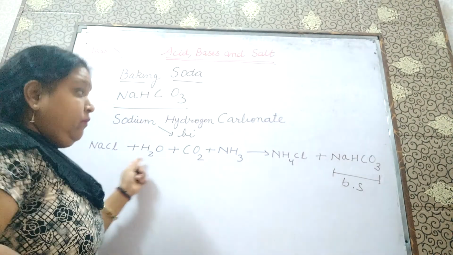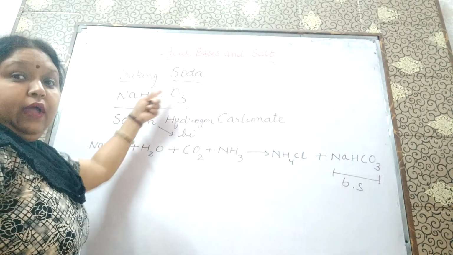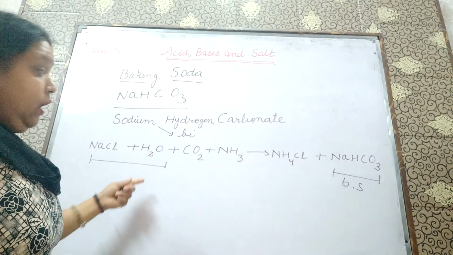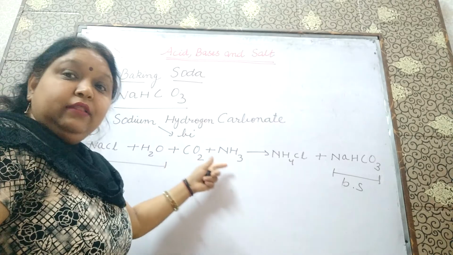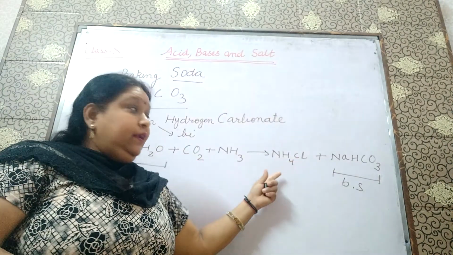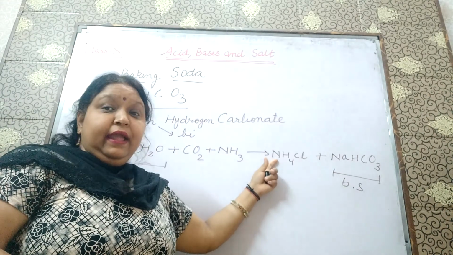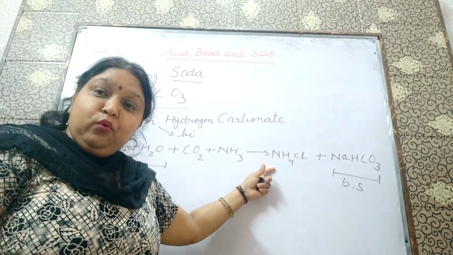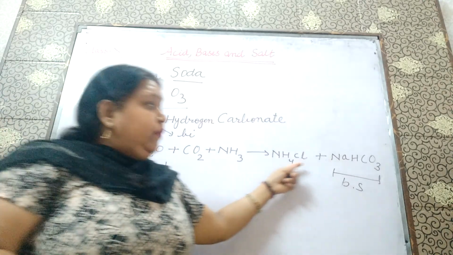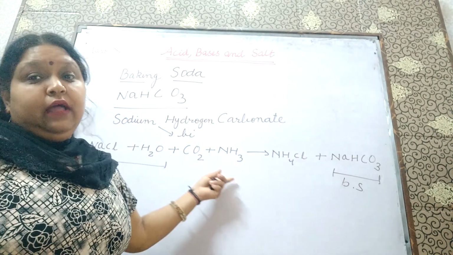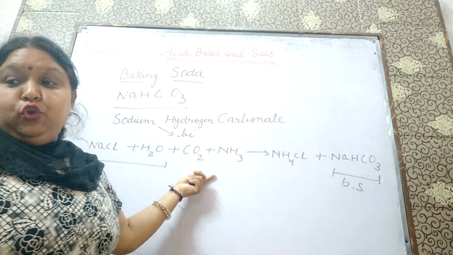So whenever we want to make baking soda, we have to take brine solution. Along with brine solution, I will take carbon dioxide, then ammonia, and I am going to get two products. One is ammonium chloride, NH4Cl. It is made from ammonia. It will become ammonium chloride along with sodium hydrogen carbonate. I think the preparation equation is clear to you.